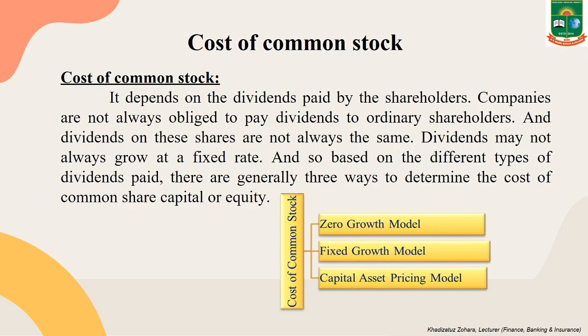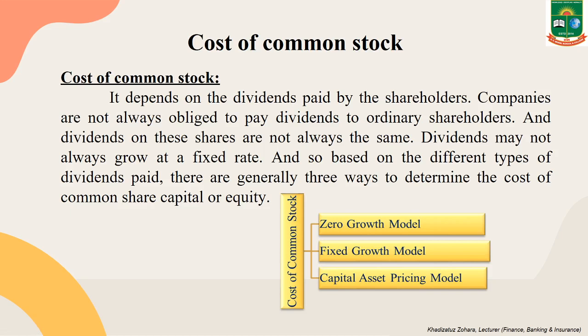Cost of common stock. At first we have to know this: the cost of common stock mainly depends on the dividends paid to the shareholders. Companies are not always obliged to pay dividends to ordinary shareholders, and dividends on these shares are not always the same. Dividends may not always grow at a fixed rate at all, and so based on the different types of dividend paid, there are generally three ways to determine the cost of common share capital or equity, and these three ways are zero growth model, fixed growth model, and capital asset pricing model.